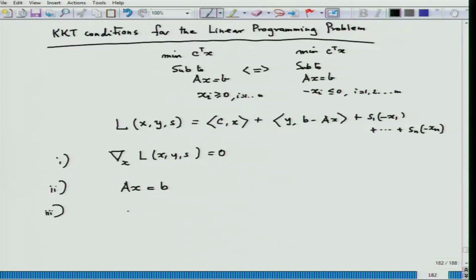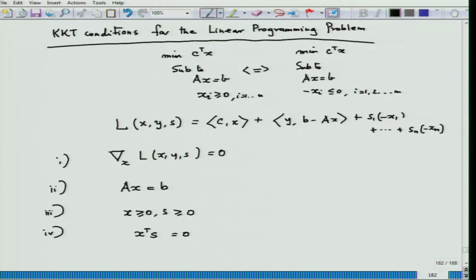We should also be having, because of feasibility, and fourth we will have the complementary slackness condition for the inequality constraint. So, S1 into minus x1 is 0, plus S2 into minus x2 is 0, plus Sn into minus xn is 0, each of them is 0 individually. So, if you sum up, we will get this is equal to 0.